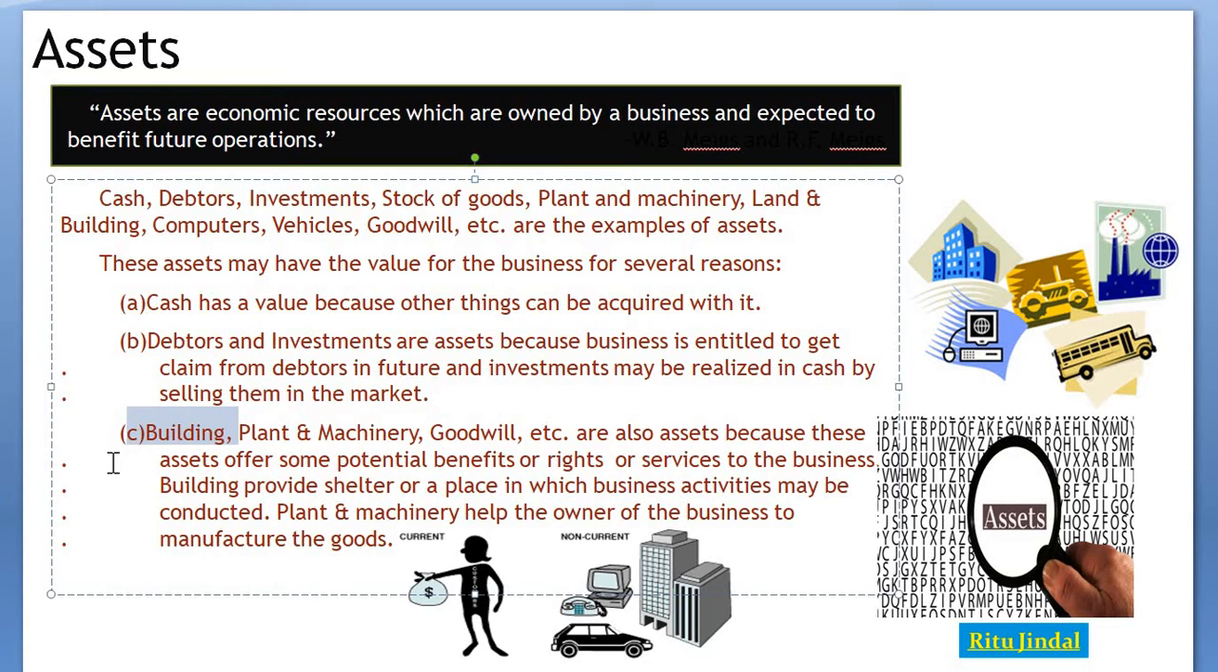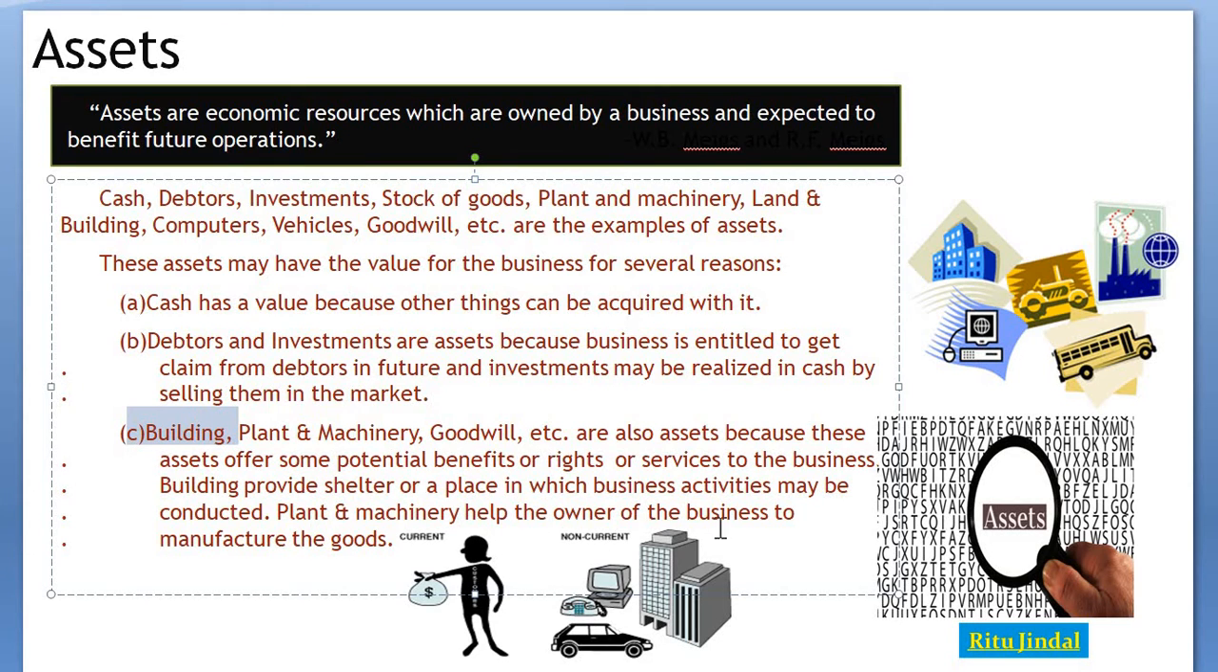Suppose one person is sitting on the footpath selling goods, and on the other side another person has built a good showroom and is selling goods. Will there be a difference or not? It means if you have a building, if you have the full-fledged furnished building, that is the plus point for any business organization as compared to the person who is selling the goods on the footpaths. So it is an important asset for the business.